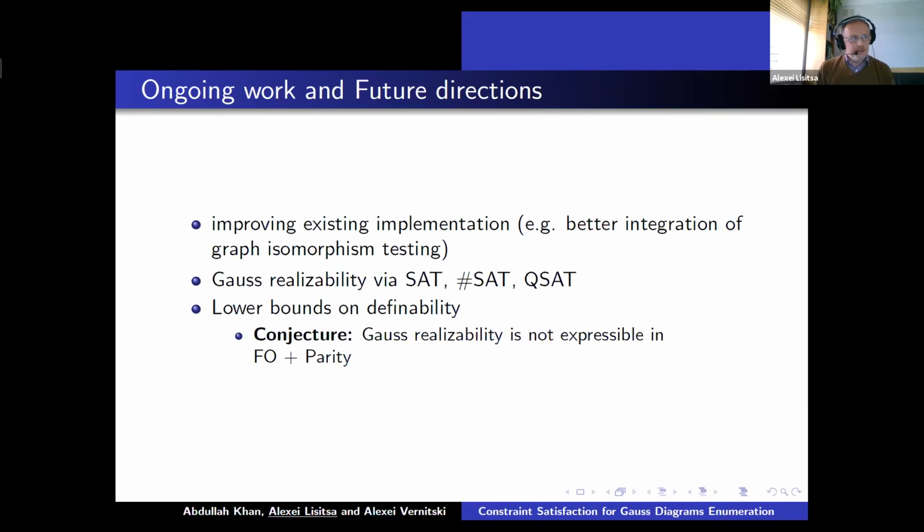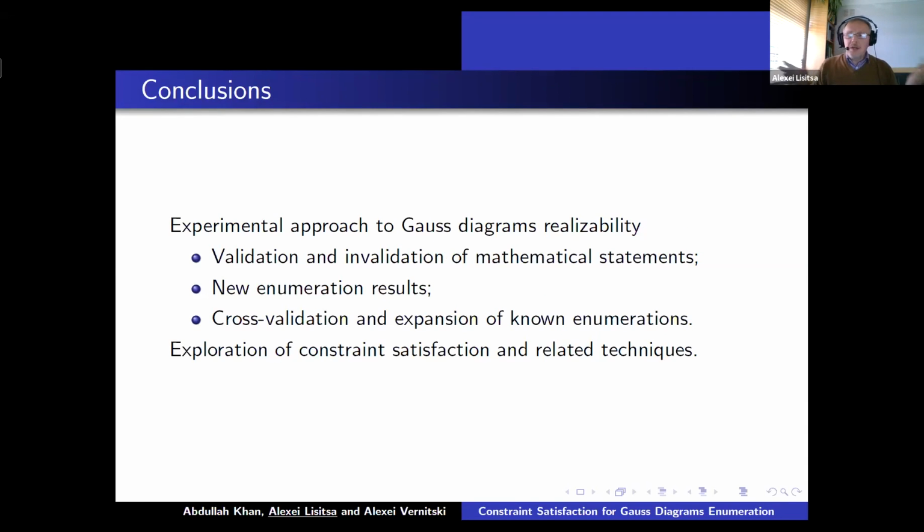The conjecture of which we are pretty sure is that Gauss realizability is not expressible by these means. So you still need either a second order quantifier or some variant of transitive closure or fixed point construction. You cannot do it that simply, with just local properties and some parity around it. Okay, so we arrived at the conclusion.